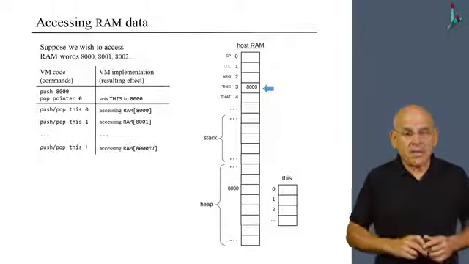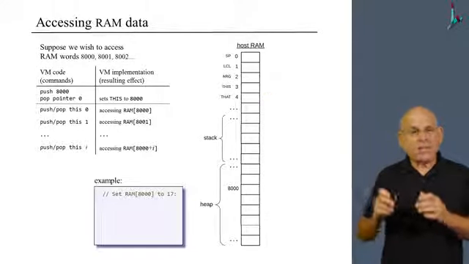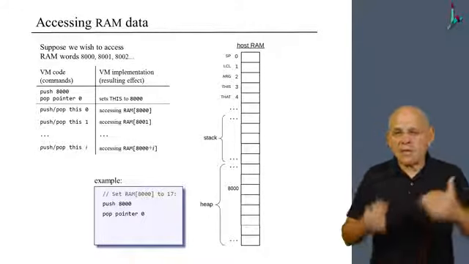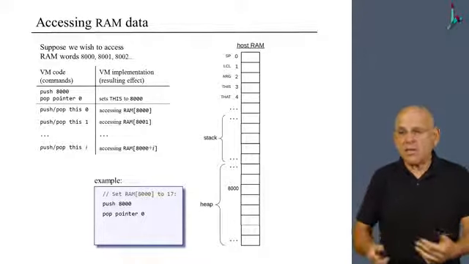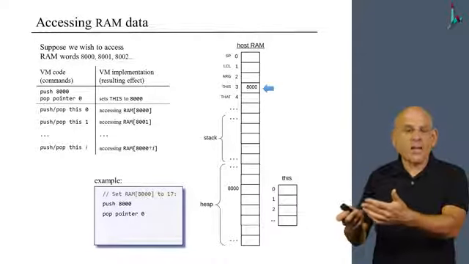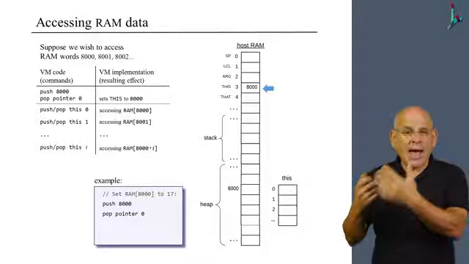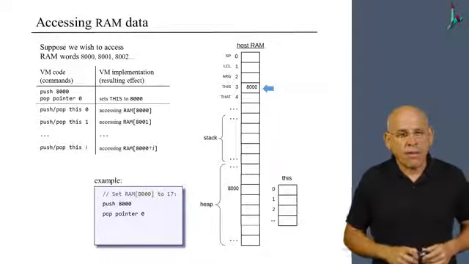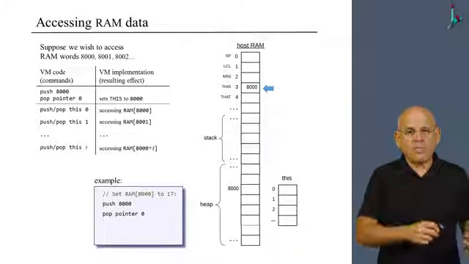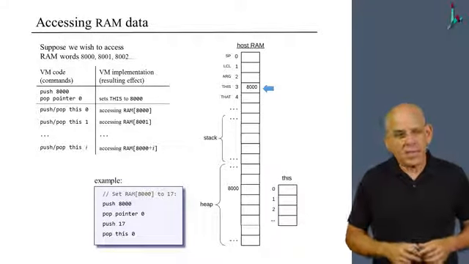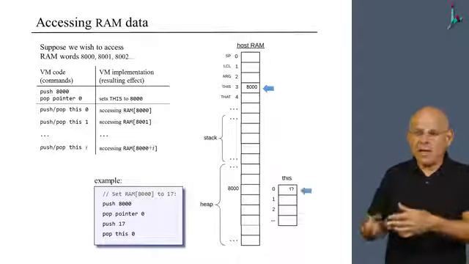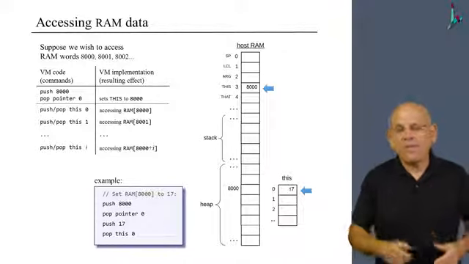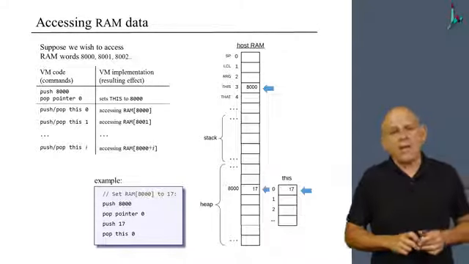So here's a specific example. Suppose we want to set RAM 8000 to 17. How do we do it? Well, we push 8000, pop pointer 0. By doing this, we get the desired anchor, so to speak, or the desired alignment. And now that this is aligned on the proper area in the RAM, we go on to do push 17 and pop this 0. This will put the number 17 virtually in the segment this, and practically it will put it in RAM location 8000.